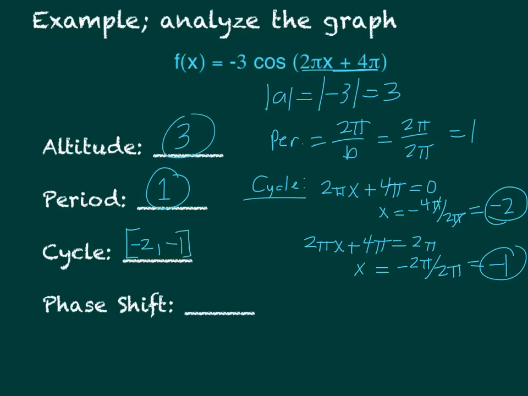And finally, I need to find the phase shift. So to find the phase shift, I'm going to take whatever my C is and divide it by my B. So my C is 4 pi divided by my B, which is 2 pi. 4 divided by 2 is 2, so my phase shift is 2. And that's your final answer.